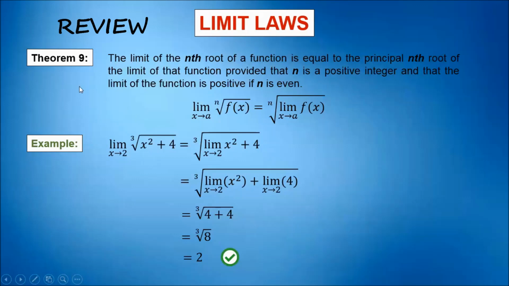Next to that is theorem number 9, which is the limit of the nth root of a function. So this involves a radical, which is the root of a function. Our example for that is limit of the cube root of x squared plus 4 as x approaches 2. By applying the combination of different limit laws, the answer for that is 2.